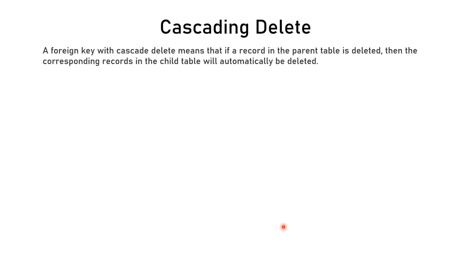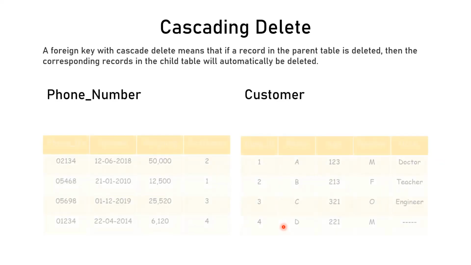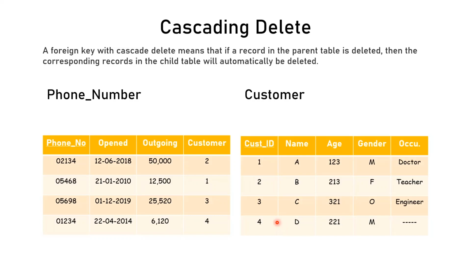Imagine that we have two tables, phone number and customer, from a telecom company. In our phone number table, phone num is the primary key, and in our customer table, cust ID, or customer ID, is the primary key. In the phone number table, customer is a foreign key that is referencing cust ID, or the primary key of the customer table. Now that we understand our tables, let's think of a scenario.